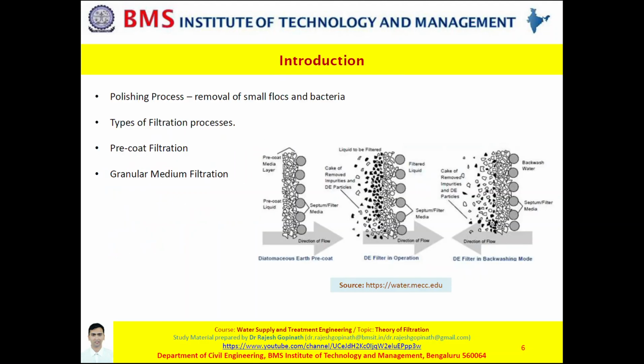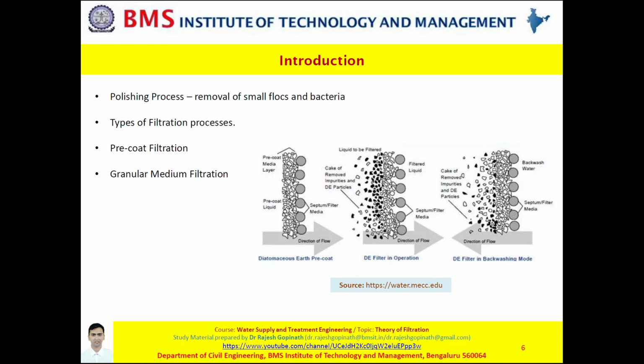Slide 6. As I told you, filtration is a process which aids in removing those impurities which have not been removed by operations such as screening, sedimentation, and clarification or clariflocculation. That is basically a coagulation process. Filtration basically can be of two kinds. One is pre-coat filtration, and the other one, which is prevalent in today's scenario, is granular medium filtration. In pre-coat filtration we employ screens. In granular medium filtration we employ filter media such as sand and gravel.